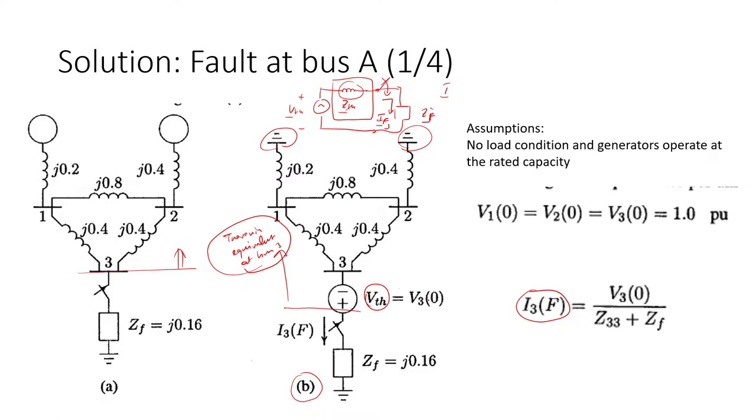Okay, but in this case, the VTH here, since we have made the assumption that before the fault happened, the system has no load, so there is no load connected to each of these buses, and the generators just operate at the rated capacity. So it makes sense that rated capacity means it is operating at 100% of their capacity. So the condition before the fault, the voltage source or the internal EMF of each of these generators just operates at 1.0 PU, right? Similarly this one as well.